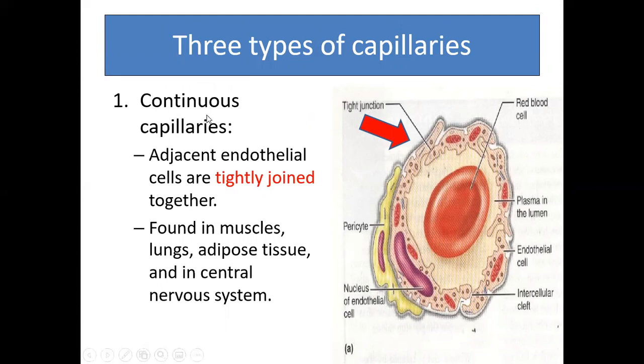For the continuous capillary, if you see from this picture, this is a continuous capillary. From the name, we know that it is continuous. Adjacent endothelial cells are tightly joined together, so there is no opening, no gap in between the cells. This is the endothelial cell, and this is the nucleus of the endothelial cell. So there is no gap in between the cells. You can find this continuous capillary in the muscles, in the lung, adipose tissue, and also in the central nervous system.